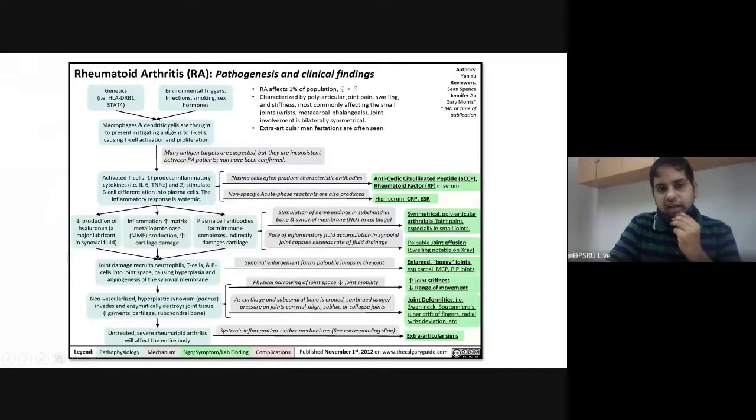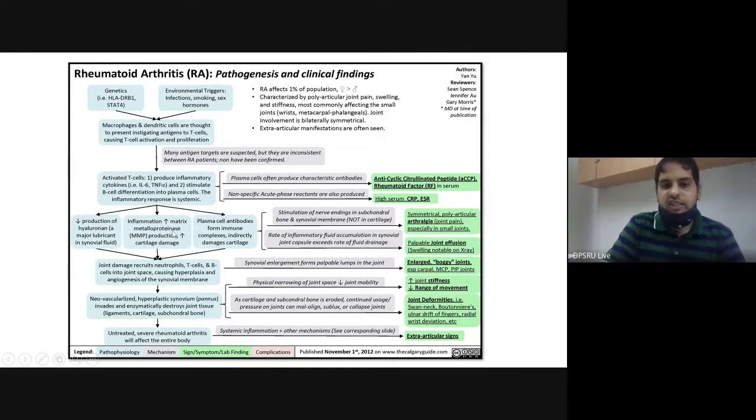So if you see macrophages and dendritic cells, you know how these innate immune cells present antigen to the adaptive immune system, and the adaptive immune system part is T cells. After the presentation, T cell activation and proliferation will happen, and activated T cells, you all know, produce inflammatory cytokines like interleukin-6 and TNF-alpha, tumor necrosis factor. It stimulates B cell differentiation into plasma cells, and they will produce antibodies, and those antibodies will be produced against our own body cells. That is the problem. This is the mechanism, and it will further result in a decrease in production of hyaluronan, a major lubricant in the synovial fluid.